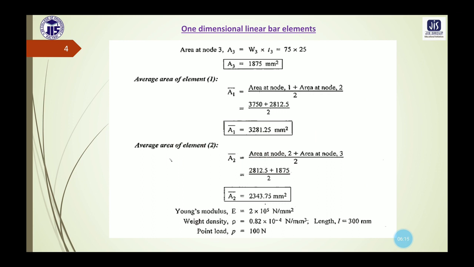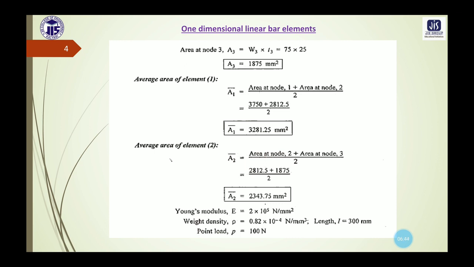Next, we need to calculate the area at node 3. So the formula of this is W3 into T3. Now the width at node 3 is given as 75 and T3 is 25. So the area at node 3 is 1875 millimeter square. So till now we have calculated the area at 3 different nodes.